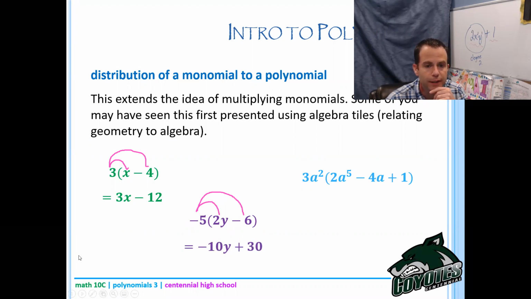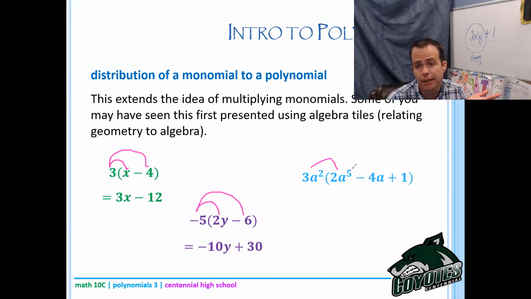Okay, and then over here, same thing, it's just getting a little more muddy. 3a squared times 2a to the 5, well, that would give me 6a to the 7. 3a squared times negative 4a would give me negative 12a cubed, and 3a squared times 1 would give me 3a squared. Whoops, sorry.